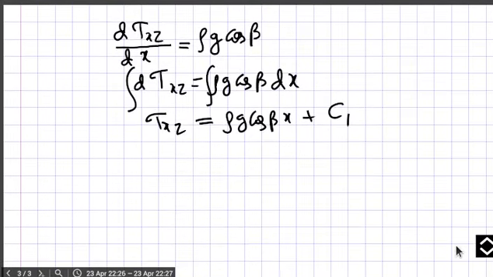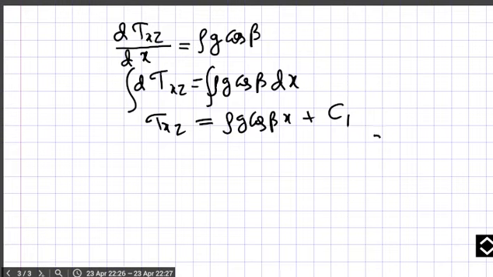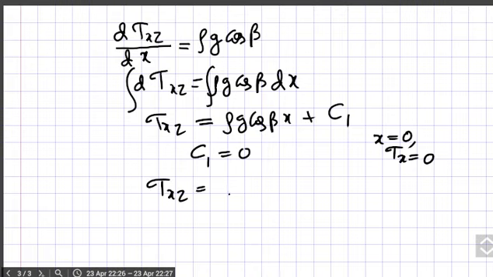At x is equal to 0, tau xz will be 0. So if you put x equal to 0 here, c1 will come out as 0. This way you can say that tau xz is equal to rho g cos beta x.